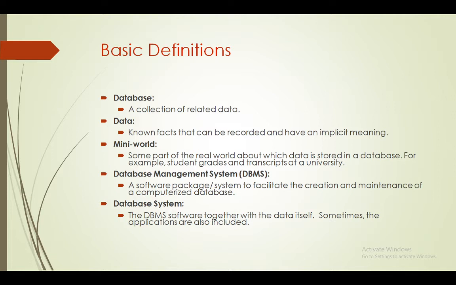The word database is so commonly used that we must begin by defining what a database is. Our initial definition is quite general. A database is a collection of related data. So what is data now? By the word data, we mean a known fact that can be recorded and that has some implicit meaning. So data is a known fact that can be recorded and it has some meaning. For example, consider the names, telephone numbers, and addresses of the people you know.